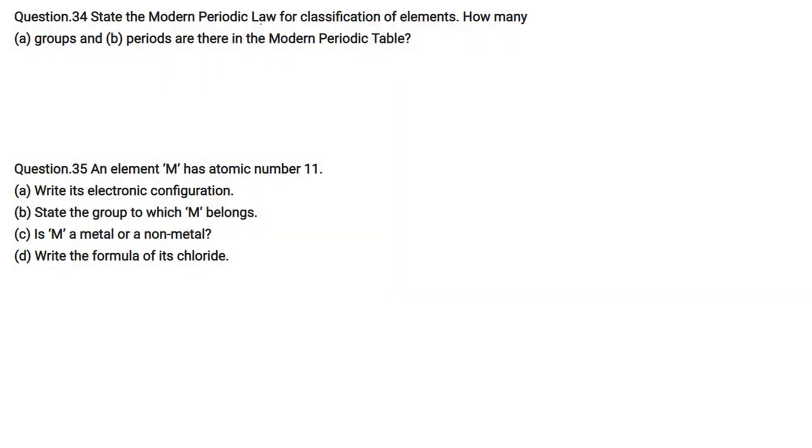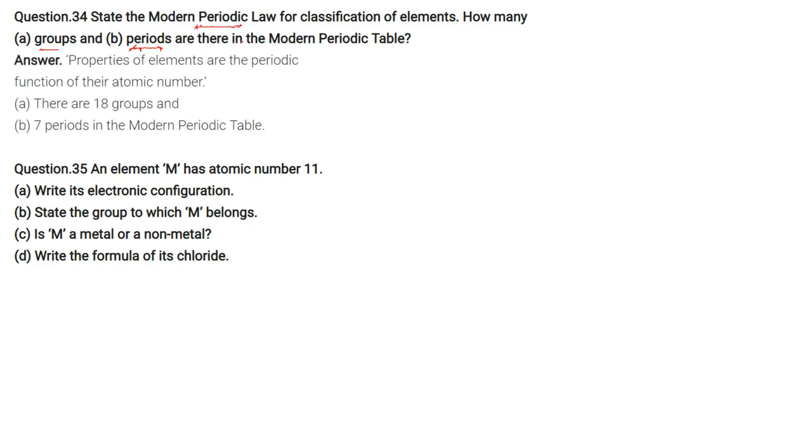State the modern periodic law of classification of elements. How many groups and periods are there in the modern periodic table? The modern periodic table is based on atomic number. So the law is: properties of elements are the periodic function of their atomic number. There are 18 groups and 7 periods in the modern periodic table.